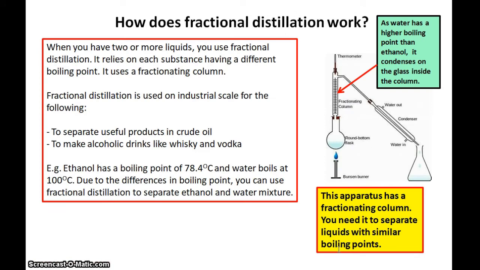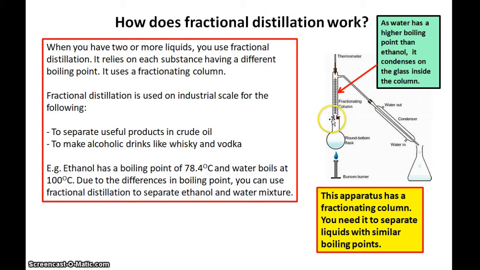Now, fractional distillation, how does it work? With simple distillation, there's a big difference in the boiling point of the liquids. Now, with fractional distillation, the difference is not huge. So ethanol boils at 78.4 degrees Celsius and water boils at 100 degrees Celsius. So they will almost boil at the same time because the boiling point is so close. This is where we need fractional distillation.